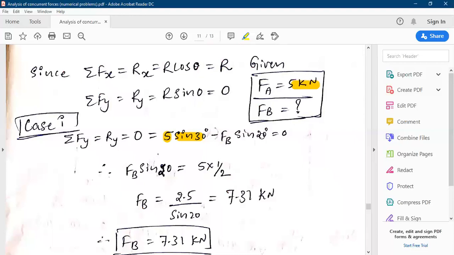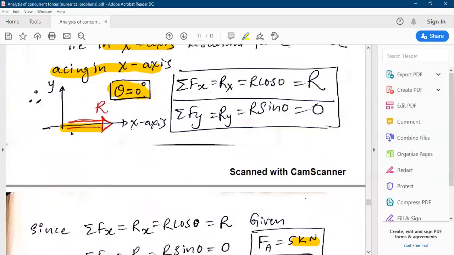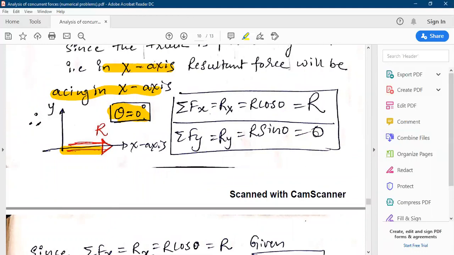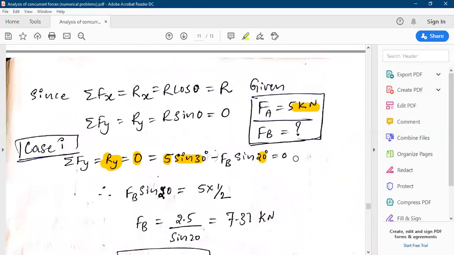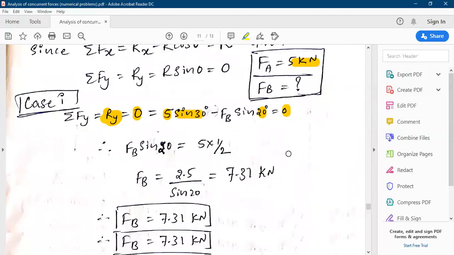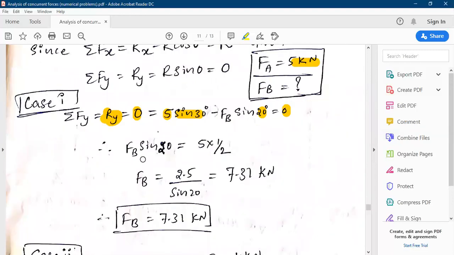The angle of inclination with respect to the x-axis for force Fb is 20 degree. Equate this equation to 0, because Ry is equal to 0 since the resultant force is acting along the x-axis, so theta is equal to 0 in this case. Equating all the forces to 0, we get one simple equation: Fb sin 20 is equal to 5 into sin 30, which is 1 by 2. 5 multiplied by 1 by 2 is 2.5.